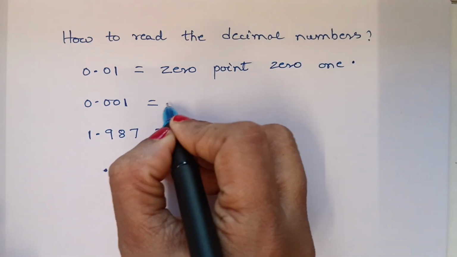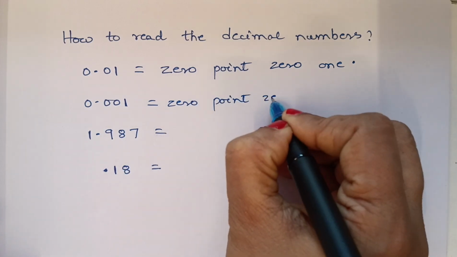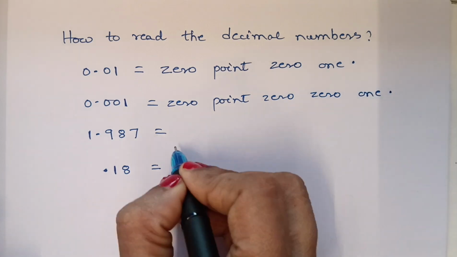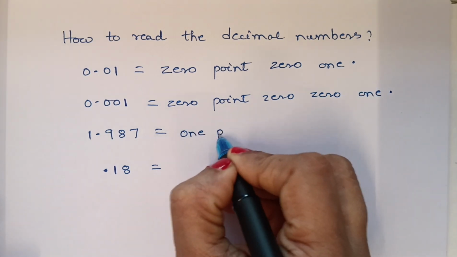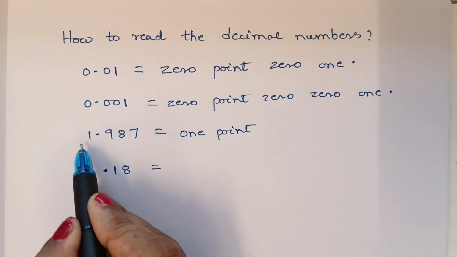0.01. Next, 0.001. Next, 1 point. Now usually what we write or how we read?